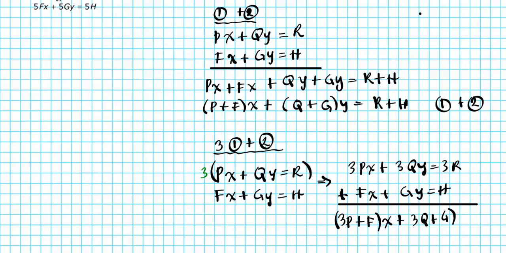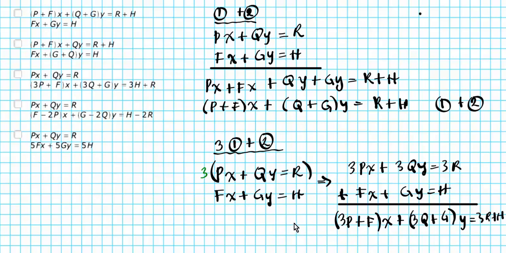They both have y's, so factor out the y, which gives 3r plus h. So this is 3, 1 plus 2. The question is, is that what we have in the problem? Okay, so let me pull it down here. So let's see what we have.